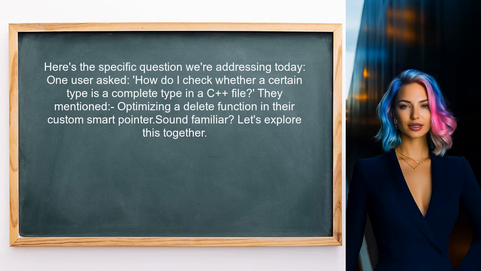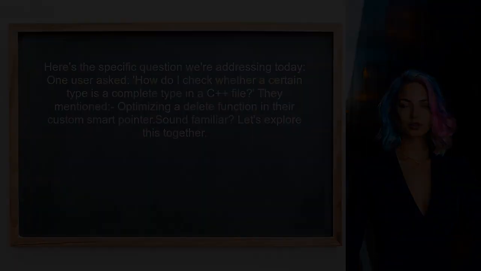Here's the specific question we're addressing today. One user asked, how do I check whether a certain type is a complete type in a C++ file? They mentioned wanting to optimize a delete function in their custom smart pointer. Sound familiar? Let's explore this together.